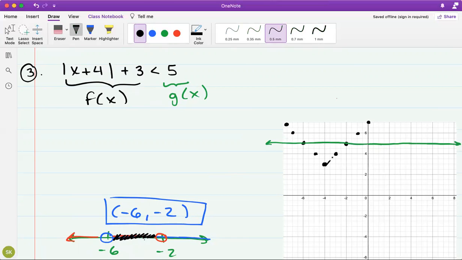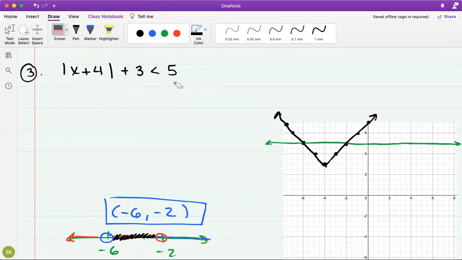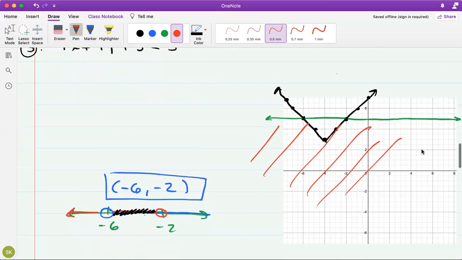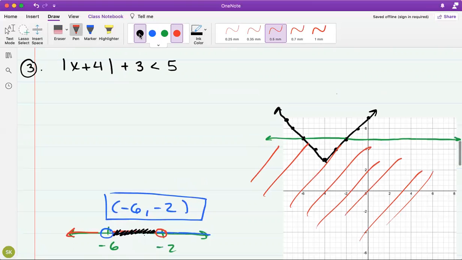Connect these dots. Recall what this is asking me to do. I'm trying to figure out when we're less than 5. So that means when are we below 5? Notice that this x value here is -6. This x value is -2.